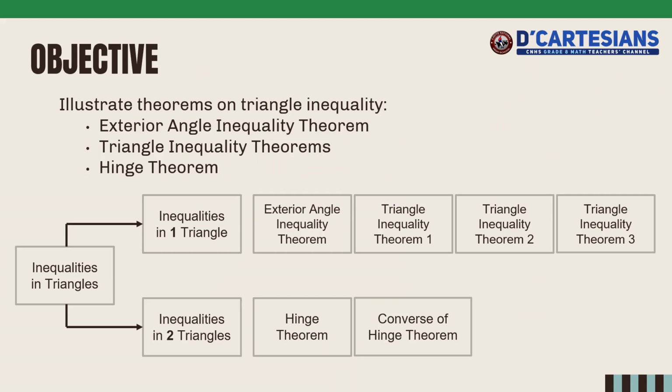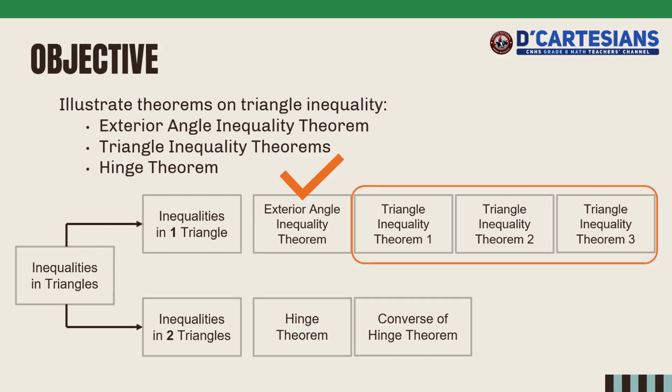Okay, so ano na lang ba ang natitira sa ating objective? We are done with exterior angle inequality theorem, and we're also done with the three triangle inequality theorems. Okay, so pareha na silang may check. So we are left with the Hinge theorem and the converse of Hinge theorem. These two. Okay. Na-mention natin during the first video that inequalities in triangles are divided into two. So we have those that are involving only one triangle. And yun nga, yung i-discuss natin today, which involves two triangles.